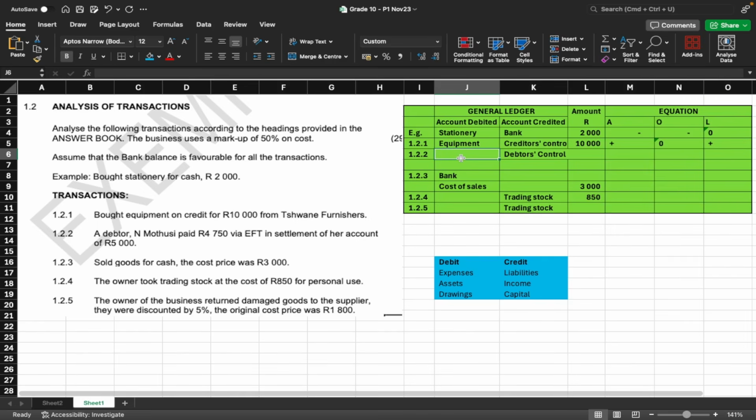So I already know 1.2.2, I'm going to put there bank, and then of course they already gave us the credit will be debtor's control, because when my debtor pays me, my debtor's control is going down. What does that mean?